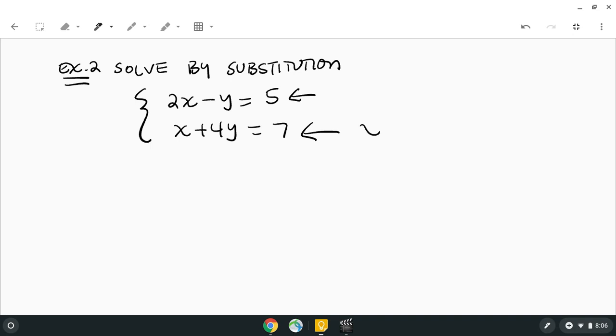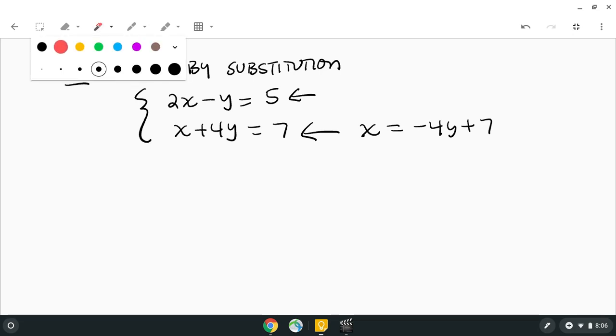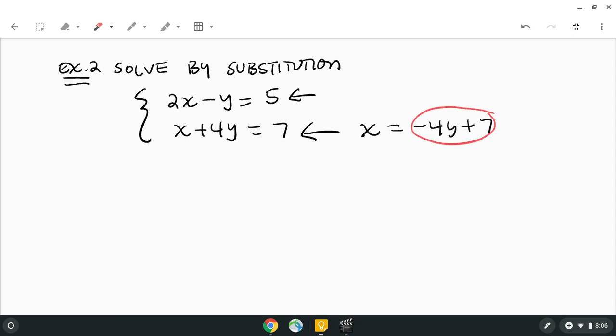So over here, I'm going to rewrite this so the x is by itself. It's going to be x equals -4y plus 7. All I did was subtract 4y on both sides to get the x by itself. Now I can use substitution. x is equal to all of this. Wherever I see an x, I'm going to replace it in the other equation. Right here, I see the x, so I'm going to replace that x with -4y plus 7.